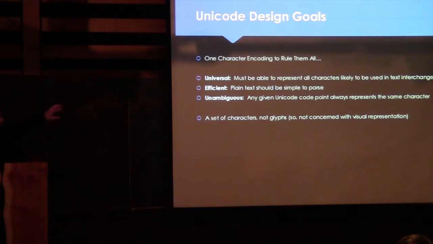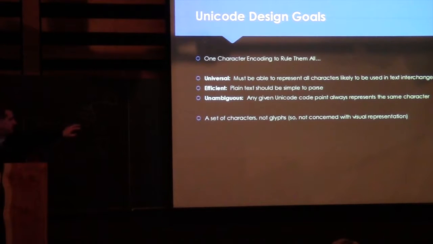Unicode started off with three design goals. It's designed to be universal, so they want to be able to represent all characters that are likely to be used in text interchange. They want it to be efficient, so it should be easy to parse plain text. We don't want any of those escape sequence type encodings or multi-byte encodings that require you to backtrack to figure out what the character is that you're looking at. And they want it to be unambiguous. So once a code point is assigned to a character, once they say this number represents this character, that won't change, and it always means exactly that.